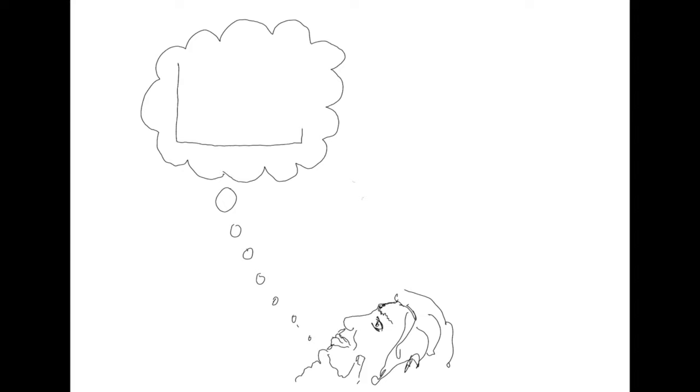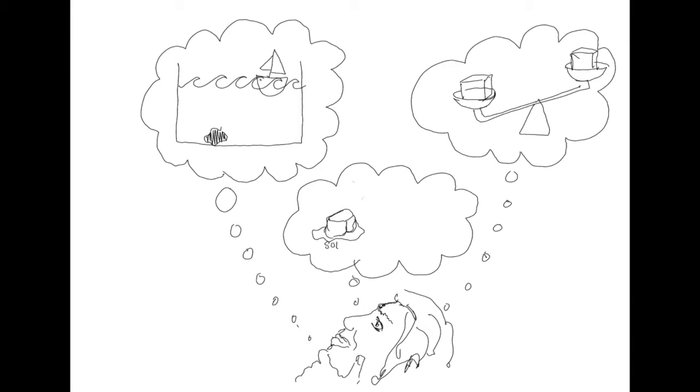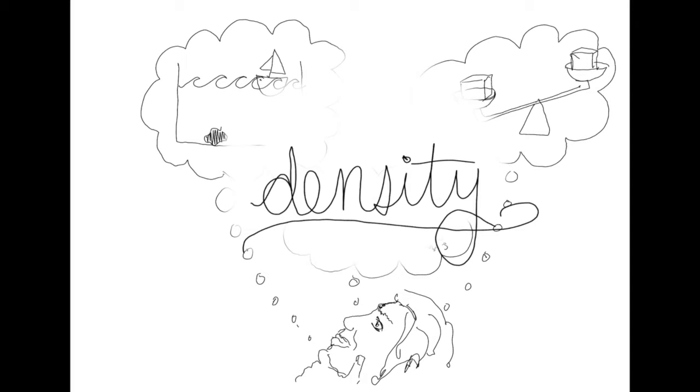Have you ever wondered why some things float and some things sink? Or why do things that have the same volume not all have the same mass? Or why can you easily see water when it's in its liquid and solid states, but not in its gaseous state? All of these phenomena can be explained by a property of matter called density.